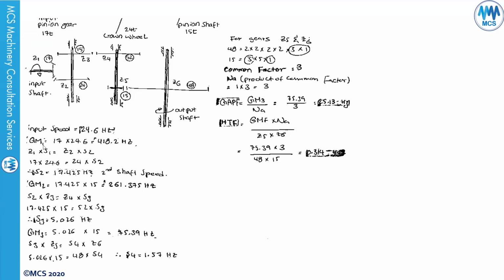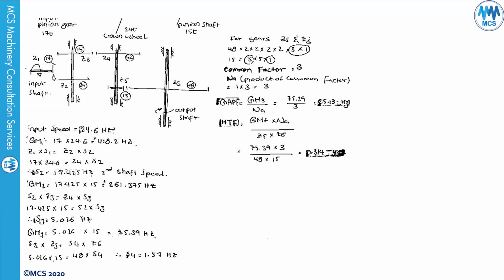The gear meshing frequency 1 equals 17 multiplied by the running speed, which is for these two gears, as Z1 S1 equals Z2 S2. So 17 multiplied by 24.6 equals Z2, which is 24, multiplied by S2. Then I calculate S2, the second shaft speed. The gear meshing frequency 2 for this shaft equals 17.4, which is the speed, multiplied by 15, the number of teeth for this gear.